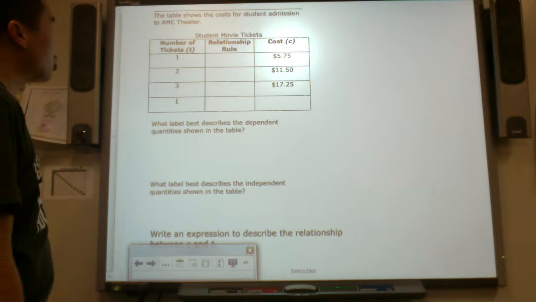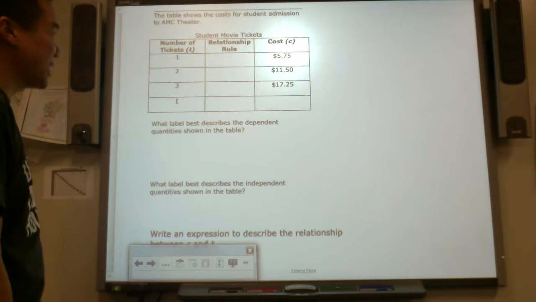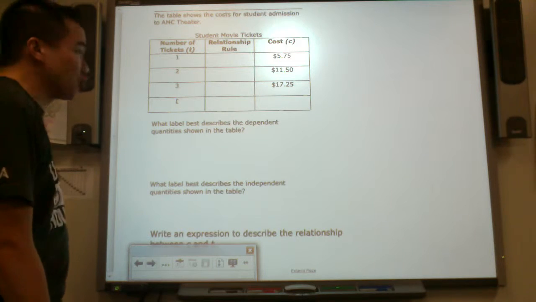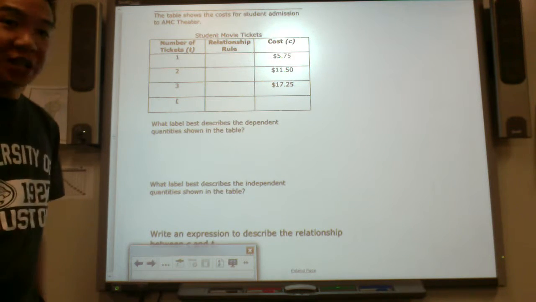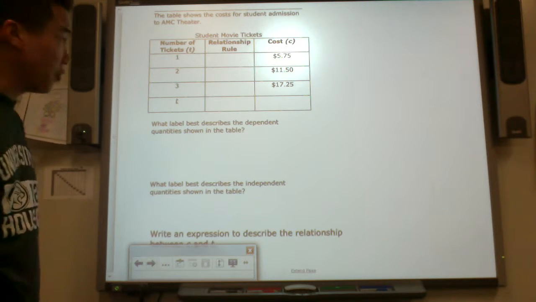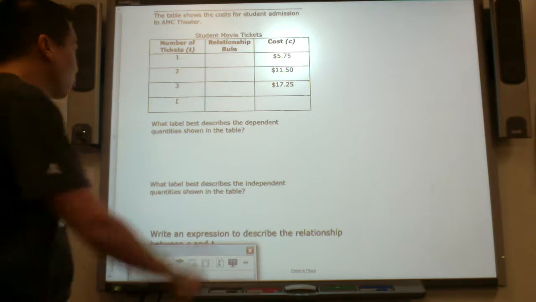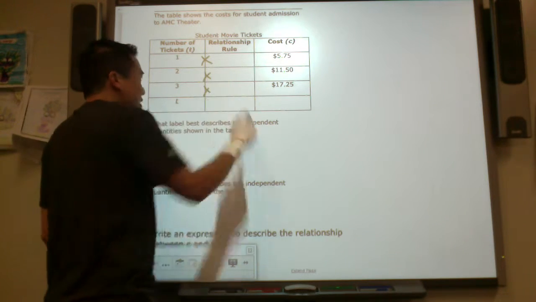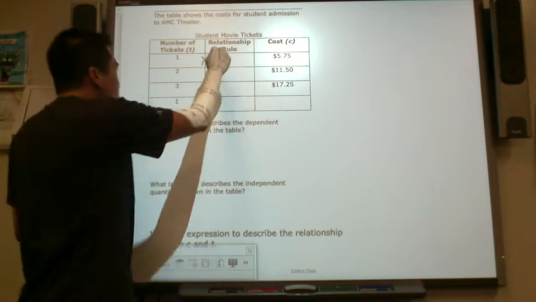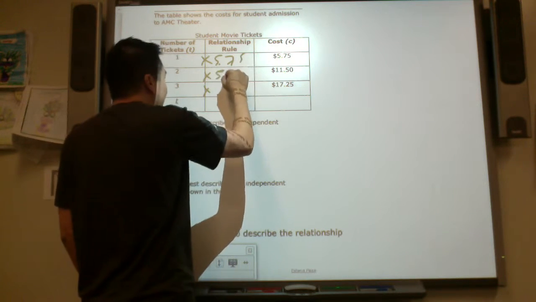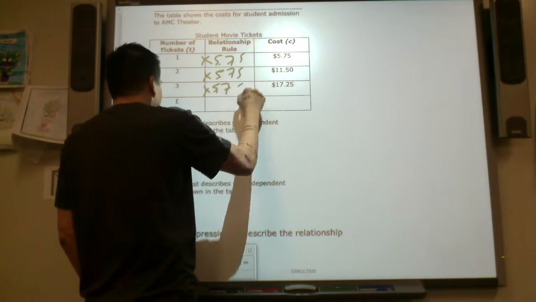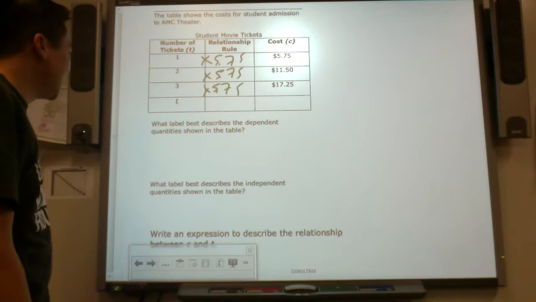Next one. The table shows the cost for student admission to AMC Theater. One ticket costs $5.75. Two tickets will cost $11.50. Three tickets will cost $17.25. So what is the relationship rule? I think it's not adding. It's multiplying by $5.75. So which label best describes the dependent here?